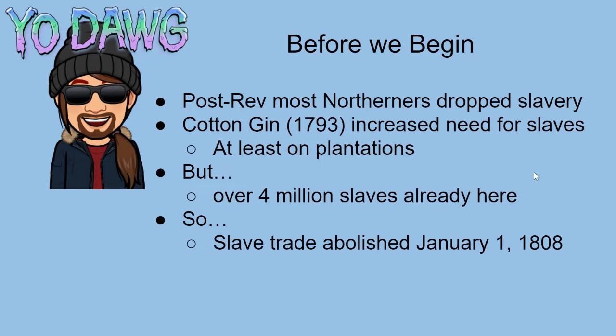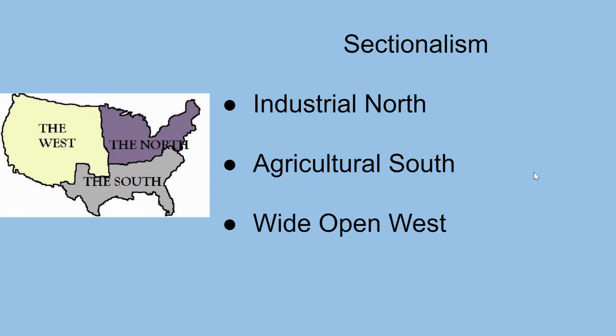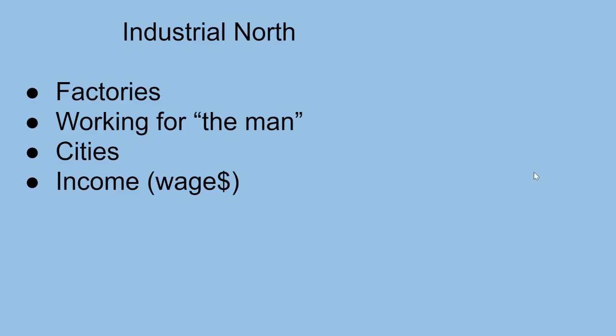So the slave trade was in fact abolished in 1808, but aren't we still looking at slave states joining in 1820? Well, sectionalism: the industrial North, the agricultural South, and the wide open West. Three sections basically we have to the United States at this point. You're going to want to know what those are.